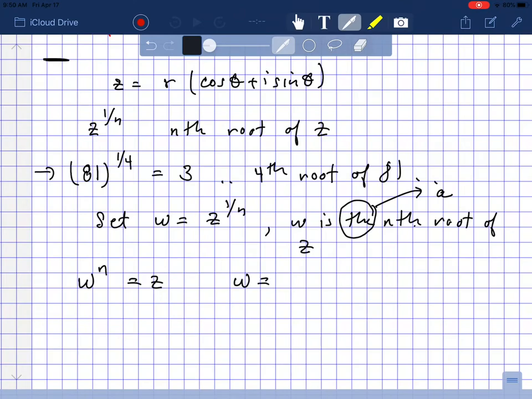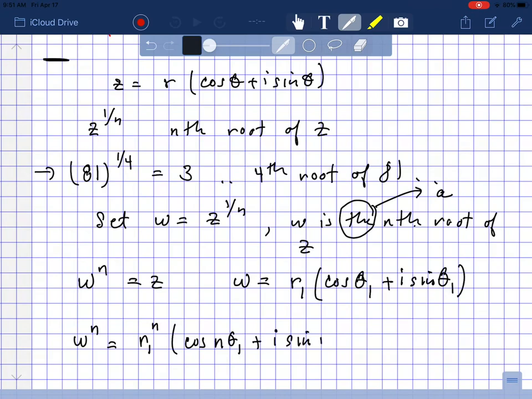Okay, so now let w have the polar representation. I'm going to say w has the polar representation, let's call it r sub 1 times the cosine of theta sub 1 plus I times the sine of theta sub 1. All right, then w to the nth power is equal to r sub 1 to the nth power times the cosine of n times theta sub 1 plus I times the sine of n times theta sub 1.